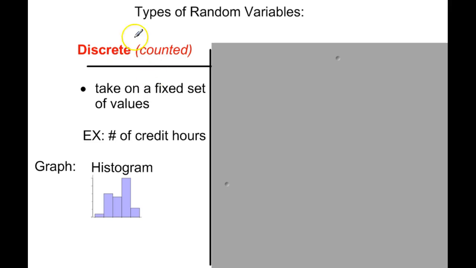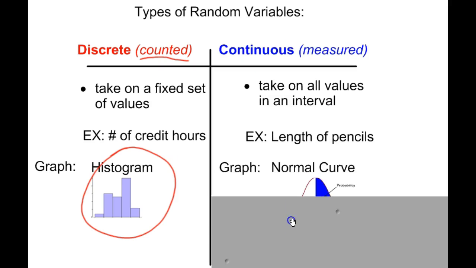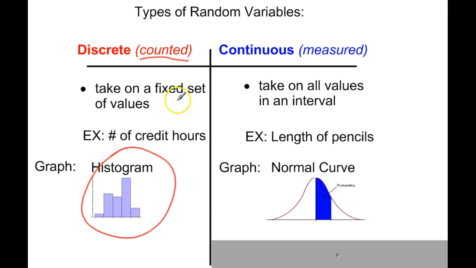Take out a fixed discrete value. So there are two types of random variables. Discrete are counted, like anything you could count, like the number of credit hours or any type of countable thing: 1, 2, 3, 4, 5. It takes on a fixed set of values, and you could represent that with a histogram. A histogram is really nice for discrete variables, and that's what we're going to talk a lot about later in the chapter.